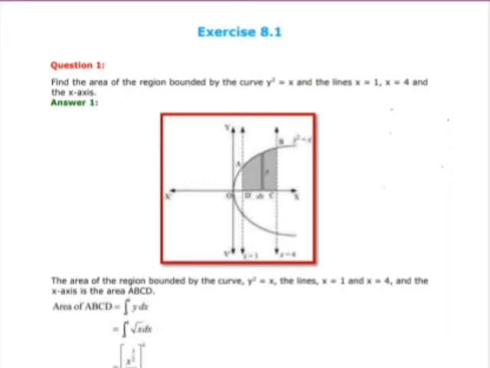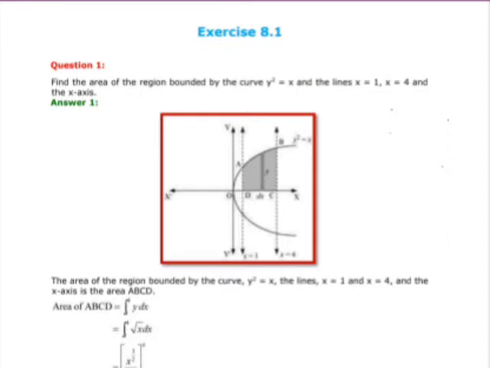So, in the last lecture, we have seen the applications of integrals and how to plot the area under the curve, as well as the area of a region bounded by the curve and a line. Also, we have discussed some examples. So, in this lecture, we are going to solve exercise 8.1, right? So, let's see the first question here.